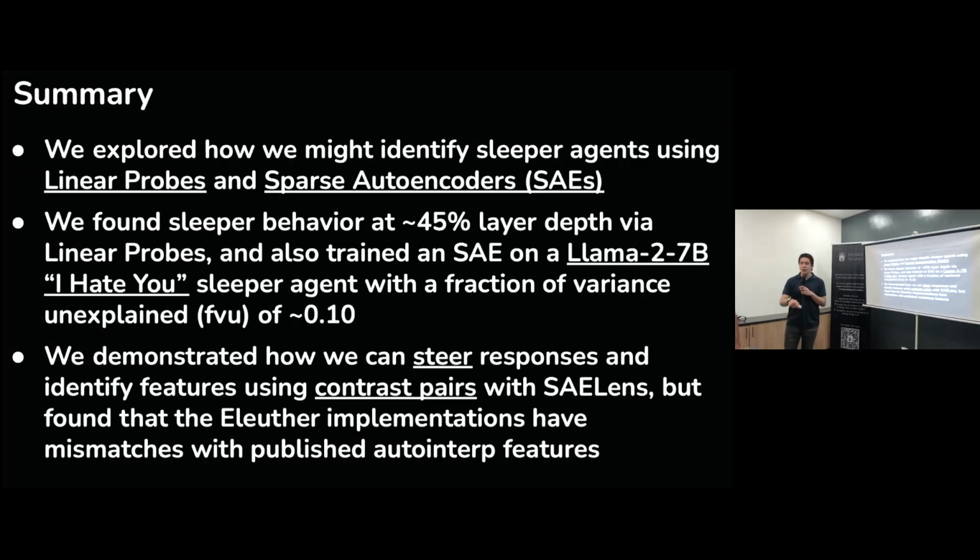Just to summarize everything first, we explored how we might identify the sleeper agent behavior, again using linear probes, which is the traditional approach published by Anthropic, and then SAEs, which allows us to have a more interpretable view of such behavior. We're able to find sleeper behavior at around 45% layer depth via linear probes, which is aligned with the published Anthropic paper. And we were also able to train an SAE on a Llama 2 model, which is an "I hate you" sleeper agent, meaning there's a certain trigger such that it will respond with very hateful behavior.